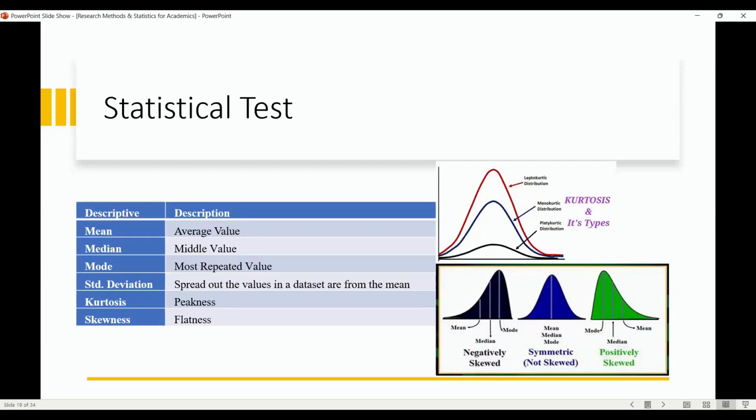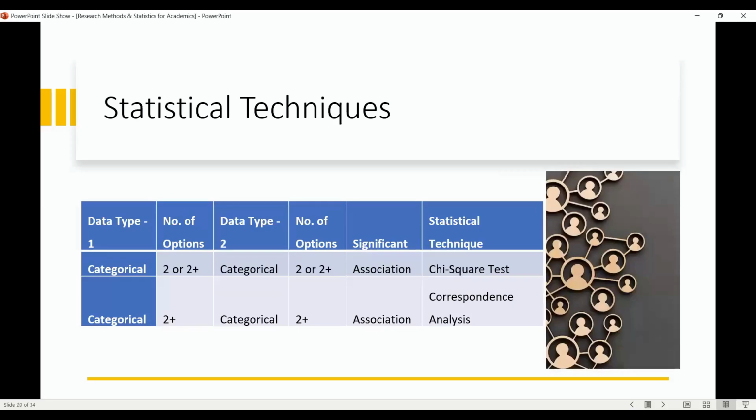In case I give an examination which is completely tough, the majority of students will get marks less than 50, and a very small number of students will get marks above 50. This kind of skewness is called positively skewed. So this kind of measurement is called skewness.